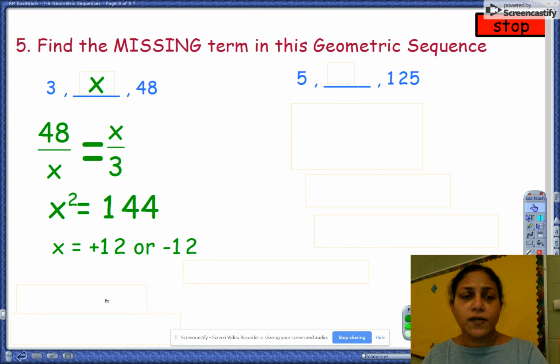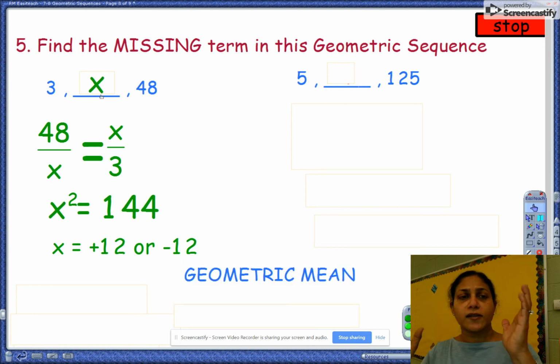You get two answers. That means x can be positive or negative 12. That number is known as the geometric mean. It's the geometric middle of two numbers in a geometric sequence. So give this second one a try before I reveal it. Pause. Here we go.